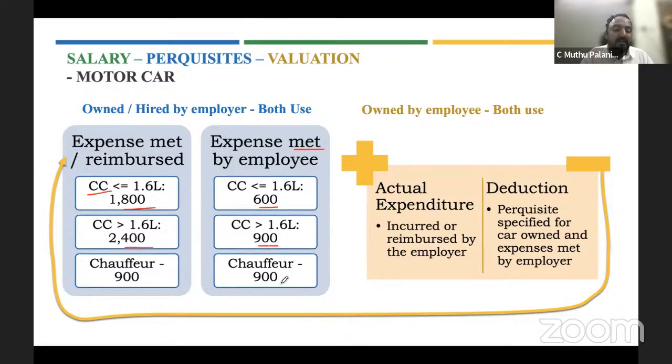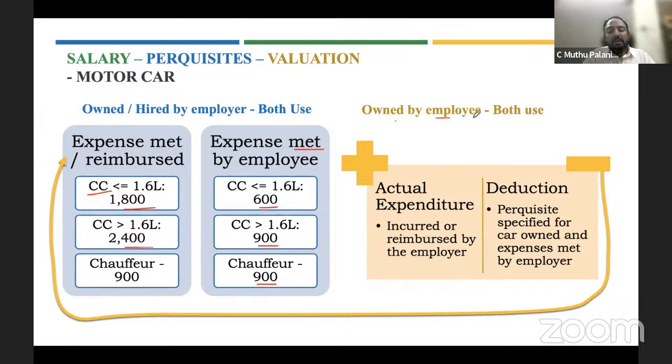This is only 900. And chauffeur, same. You have to add 900. So that is what you have to do, remember. So basically, 1800 is when your cubic capacity is more than 1600. 600 when it's up to 1600. 600 in case where expenses are met by the employee. So 1800, 2400, 600, 900. In both these situations, chauffeur is 900.